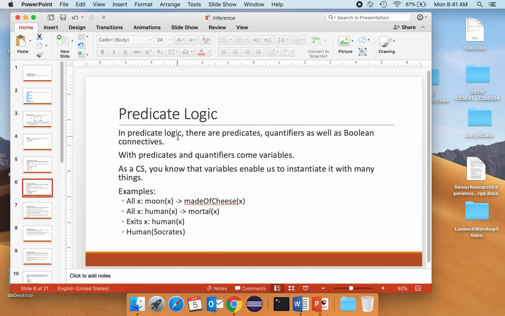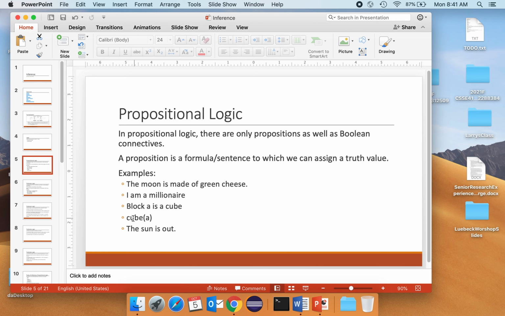Now, in predicate logic, we have predicates. Notice that we kind of had a predicate over here, cube A, but in propositional logic, we don't have variables, we only have constants. So that's really, really important. And as a CS person, you know the limitations of code that can only have constants.